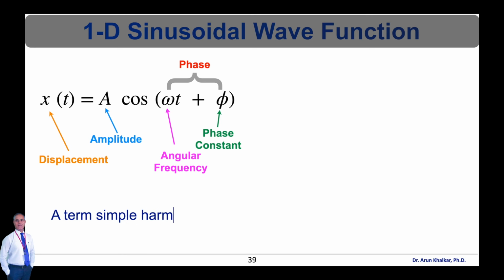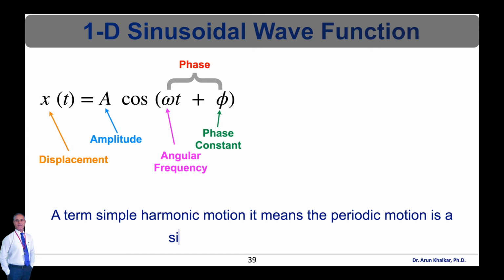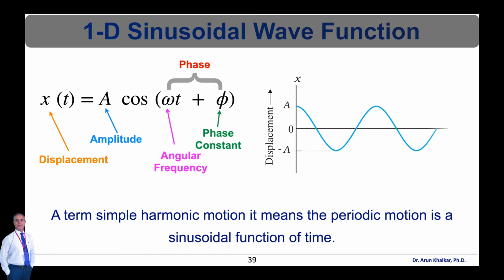The motion represented by this equation is called simple harmonic motion, that is SHM, a term that means the periodic motion is a sinusoidal function of time. The equation in which the sinusoidal function is a cosine function is plotted in this figure.